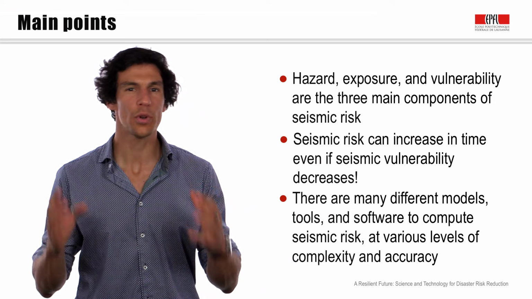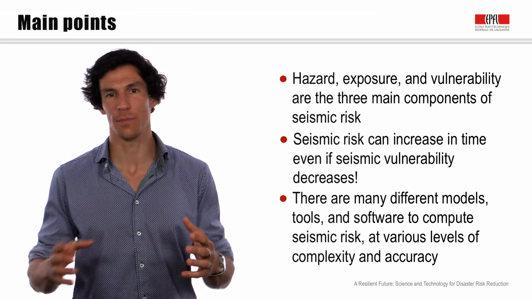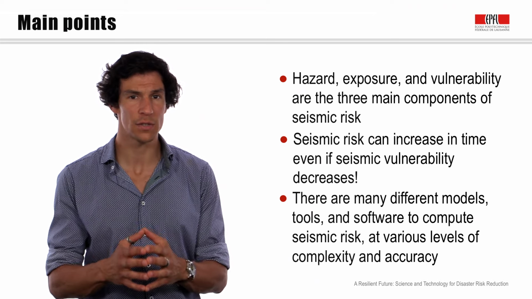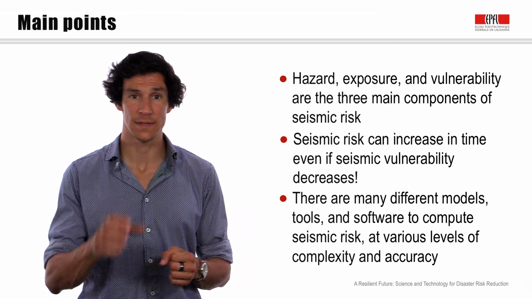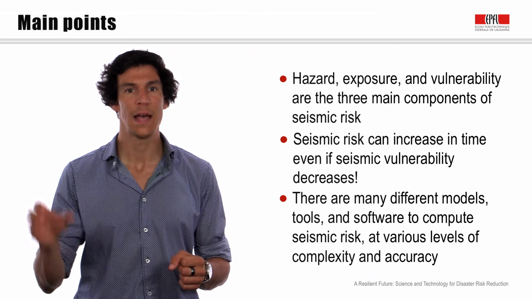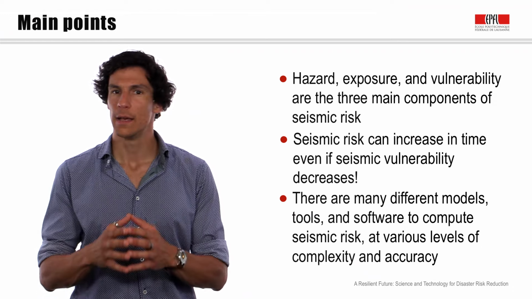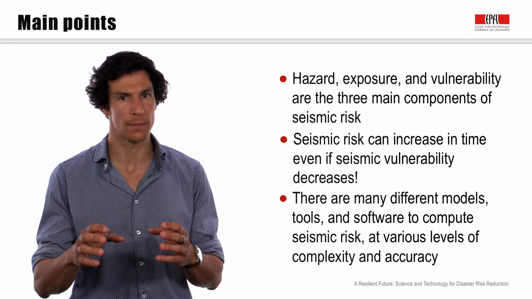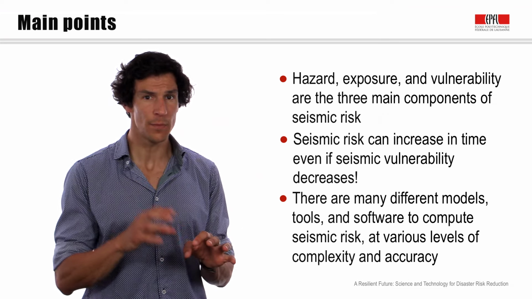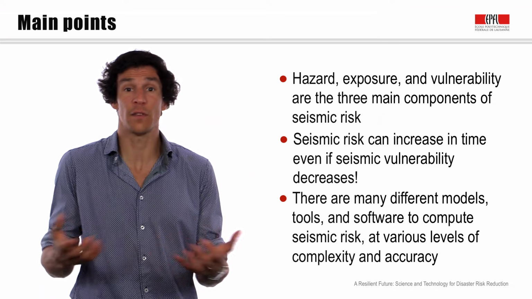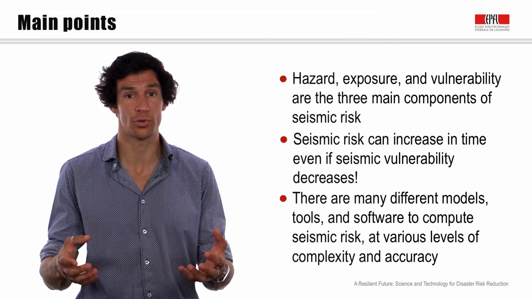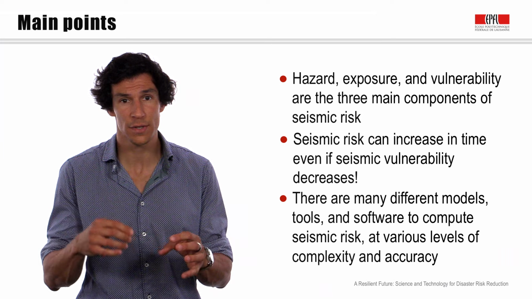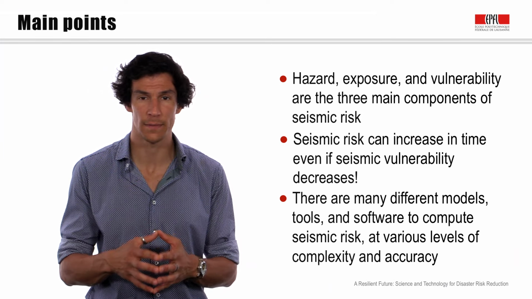In short, what are the main points that we can take from this video? Firstly, that the seismic risk is the aggregation of three components, namely the seismic hazard, the exposure, and the vulnerability. The seismic hazard, as we discussed in a past video, is constant in time. The seismic vulnerability, which is the only factor that as humans we can actually try to control, tends to reduce as, fortunately, new structures are usually safer than old ones.